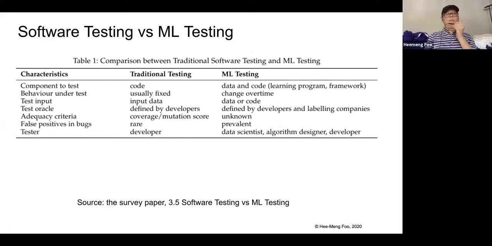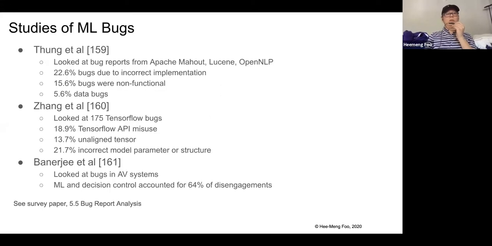Okay. So software testing versus machine learning testing. This is another table you'll find in the paper. I'm not going to go into too much detail, but as you can see, the first row, component to test, for traditional testing is code, but then for machine learning testing, it's both data and code. So that adds that whole layer of complexity to this.